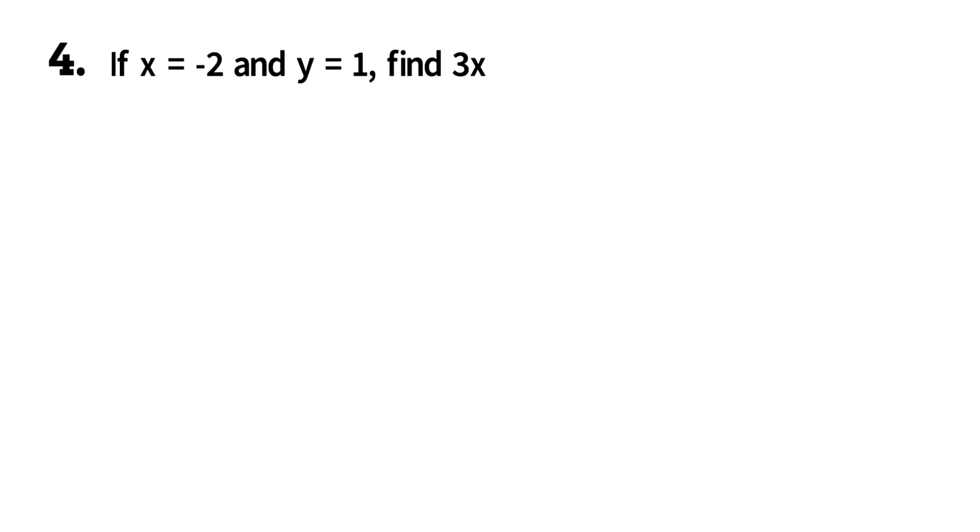Question 4. If x equals -2 and y equals 1, find 3x squared plus 2y minus y squared. Here, you are just supposed to put the x and y values given into the expression. The trick here is testing your ability to find the exponent of negative numbers correctly.